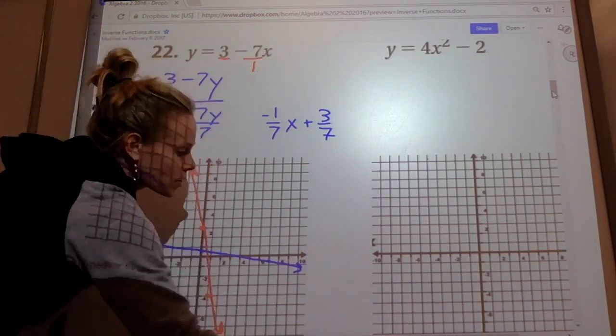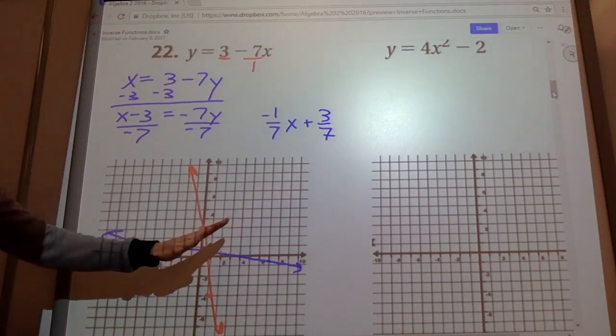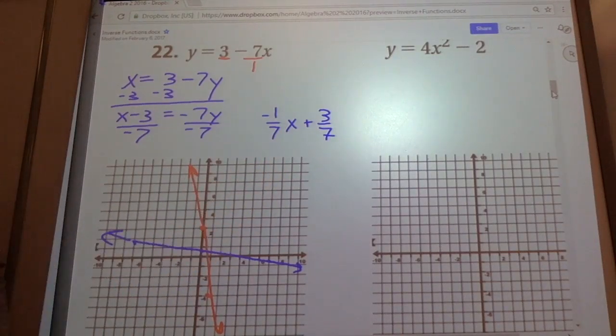And again, if you sketch in that y equals x line right there, you should see it's a reflection over that. That's how you know you did it right.